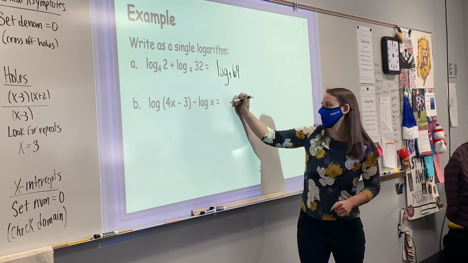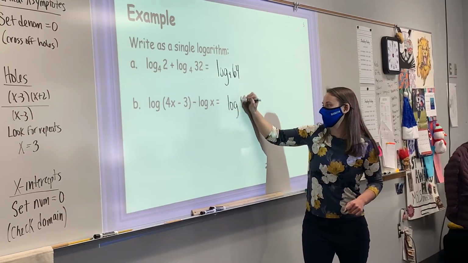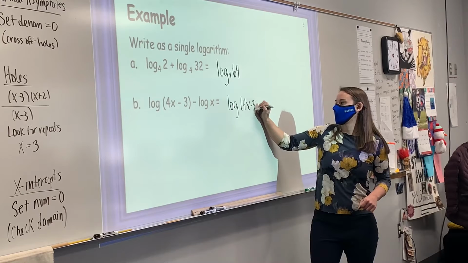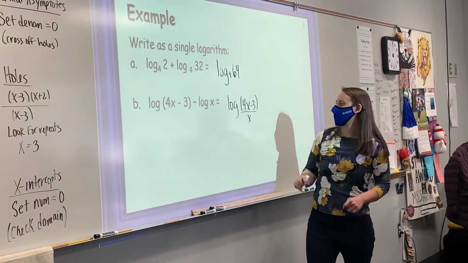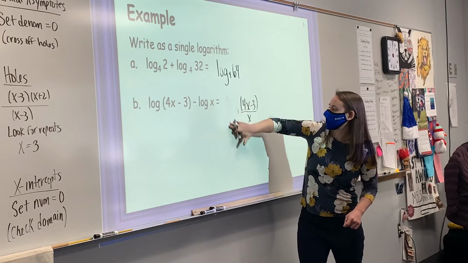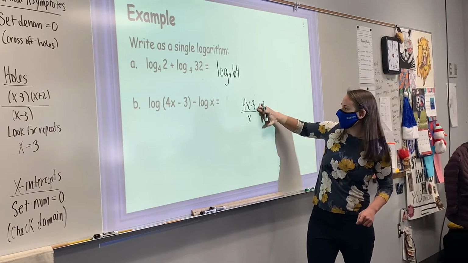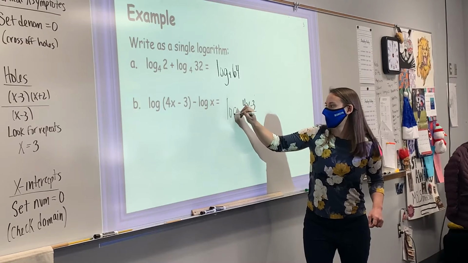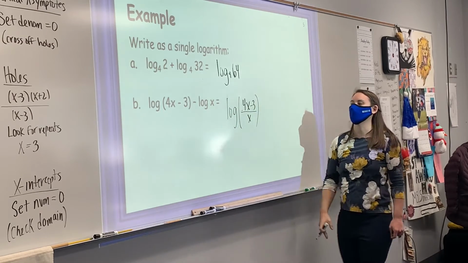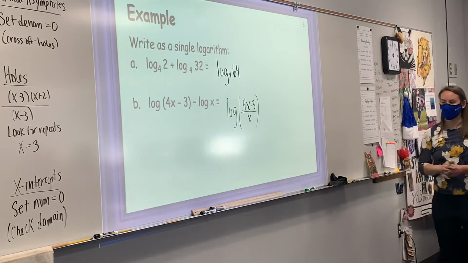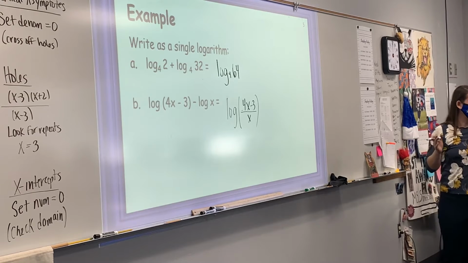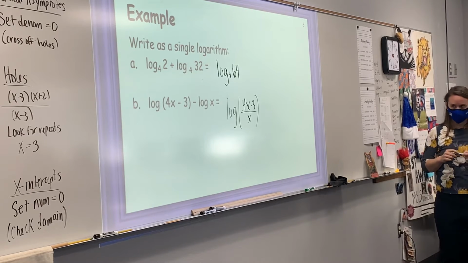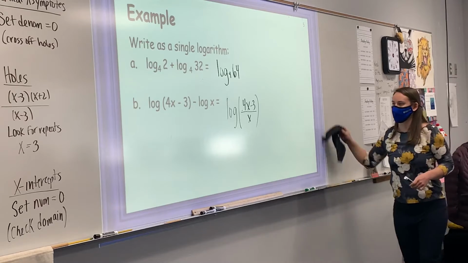Division. So this is going to be log of 4x minus 3 divided by x. And I kind of want to just write my log a little more on the outside. There we go. So you're only writing that log once, and it's the log of all that stuff being divided. Not too bad, right? May I erase?